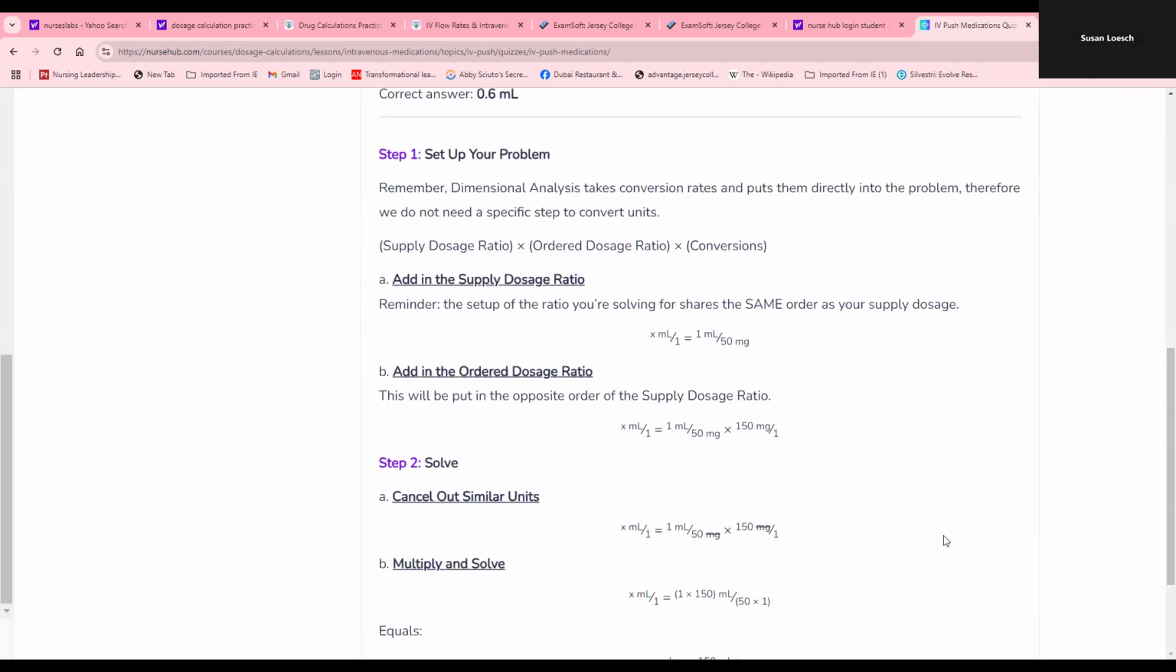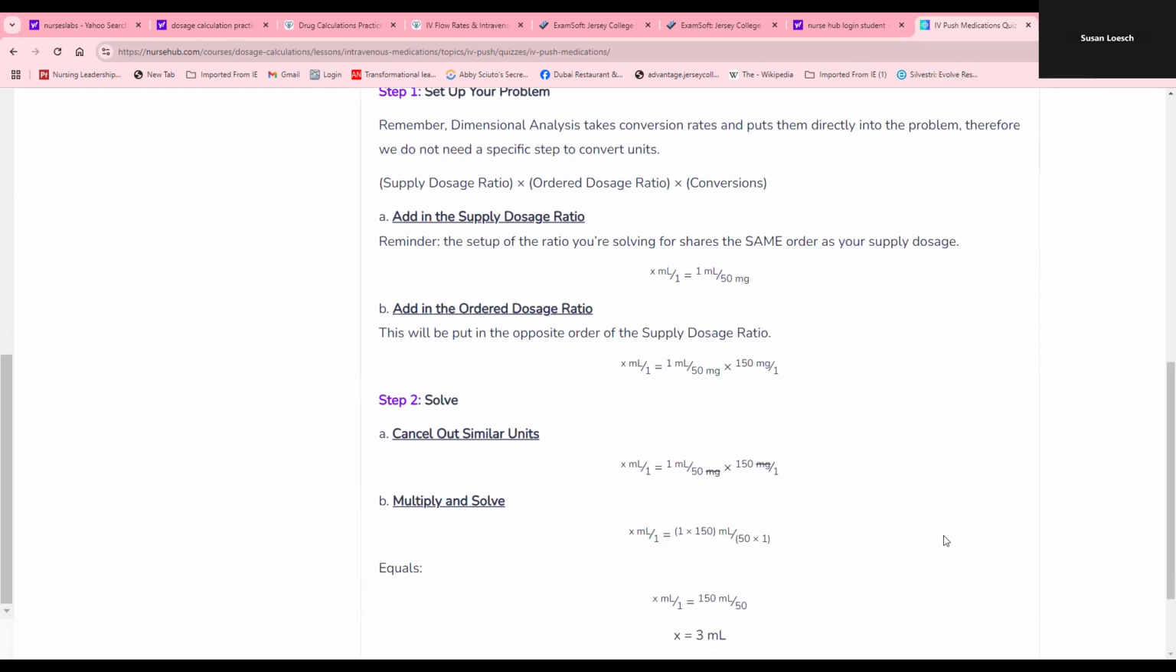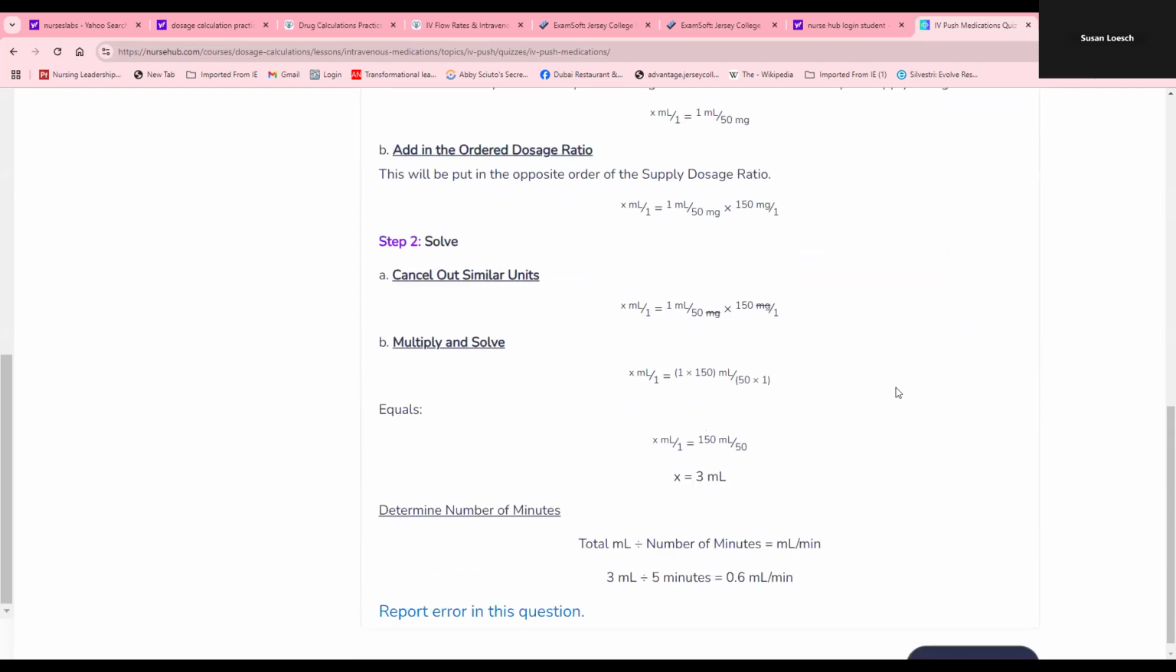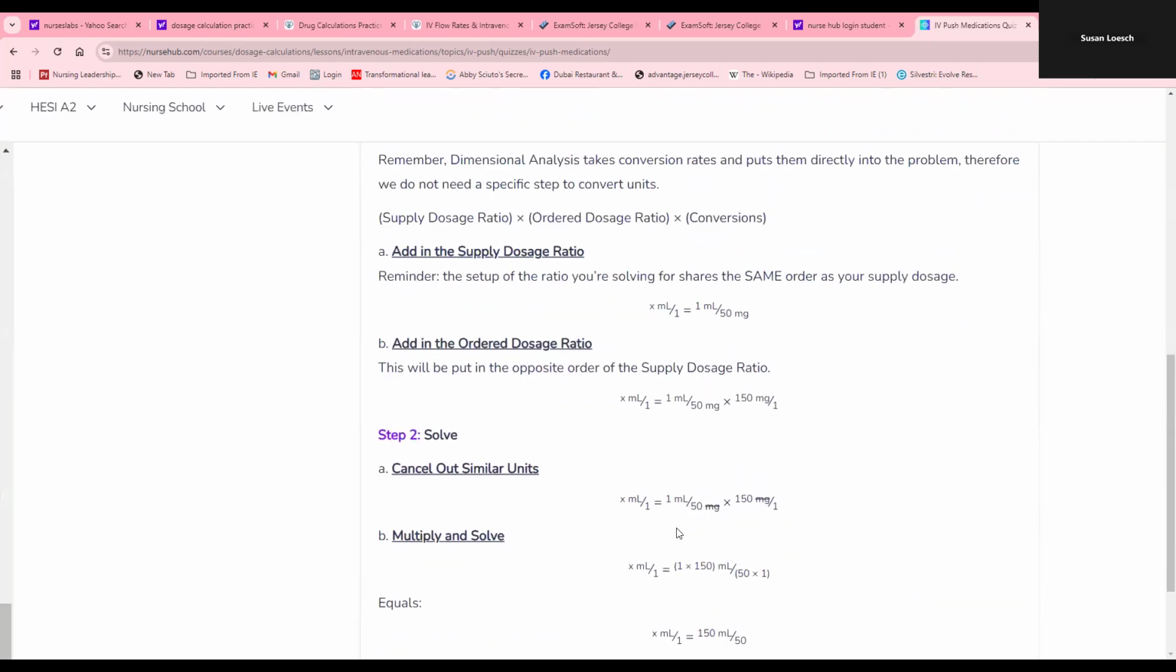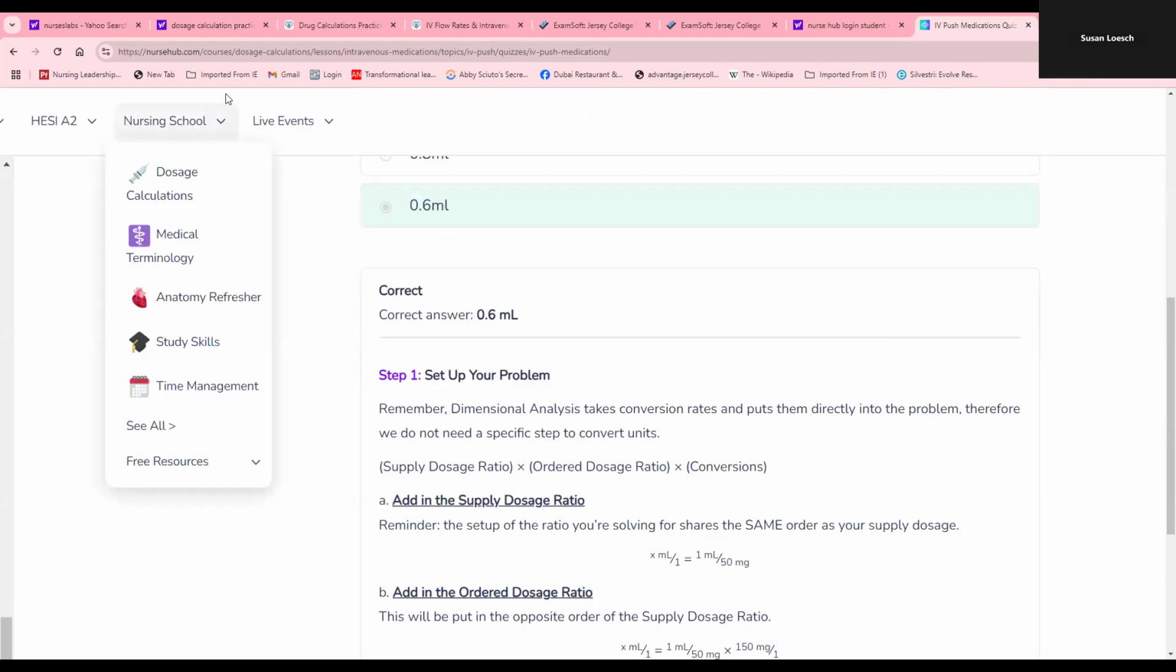Here's their math. First thing you always have to do is calculate your actual dose that you're going to give. And then you divide that dose over the time. See, like down here. Okay, now let's do it on the whiteboard.